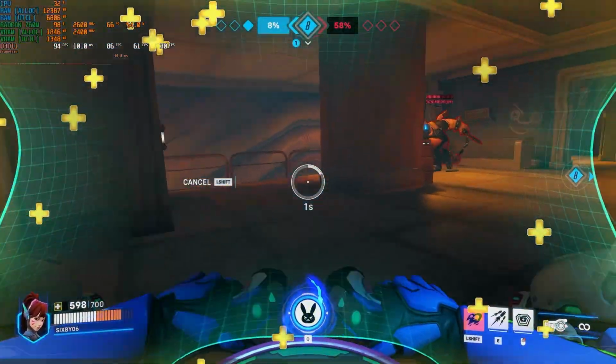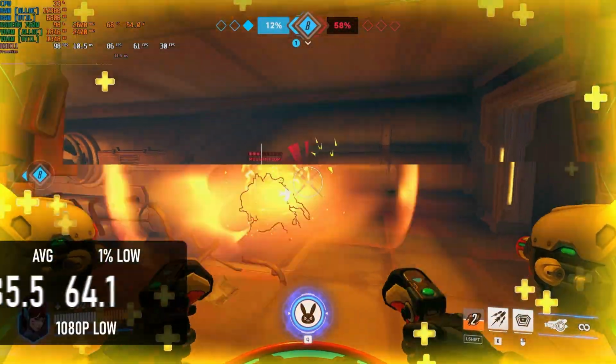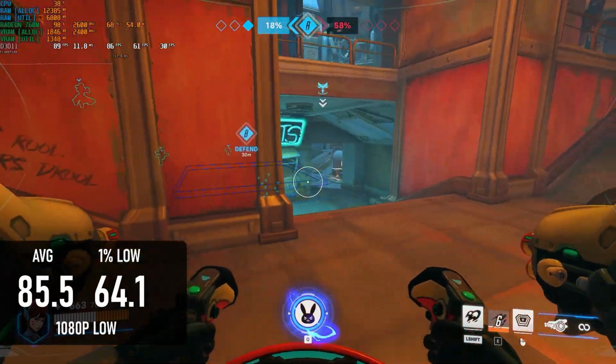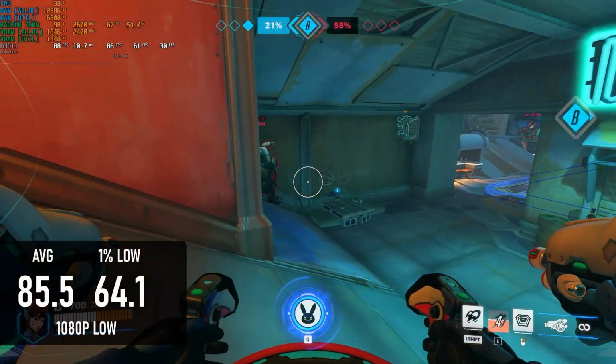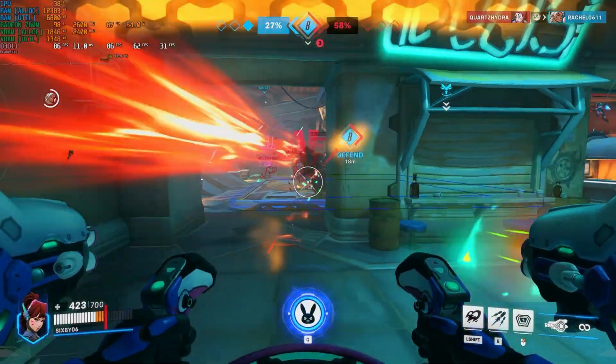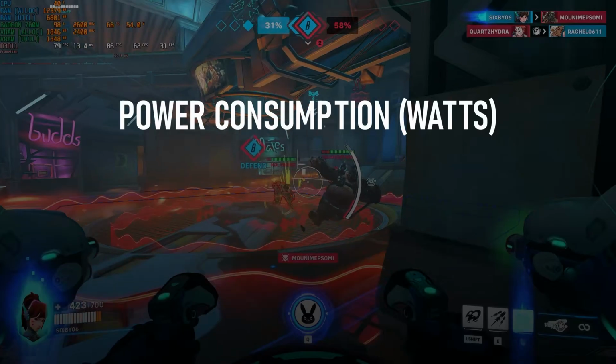Finally, Overwatch looks and plays just fine at 1080p low, averaging 85 with lows in the mid-60s. For context, a Ryzen 7 machine from this generation can pull about 120 to 130fps, but some of the old 12th gen Intels can only manage around 60.